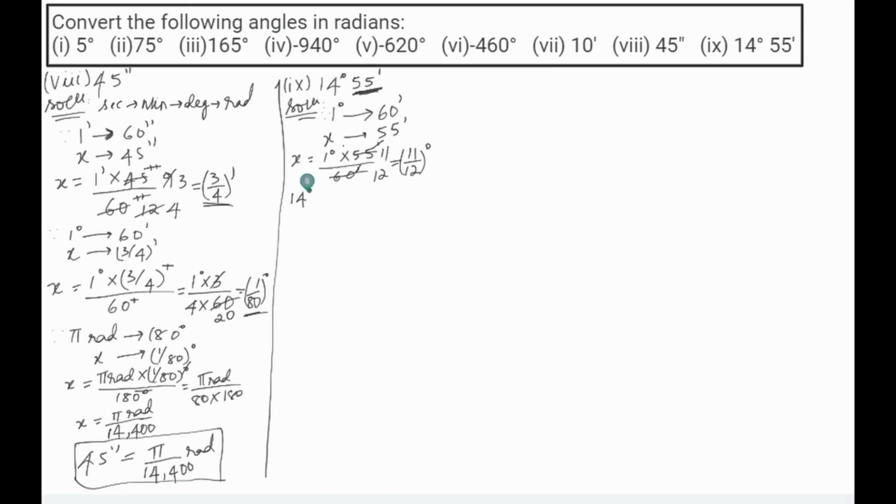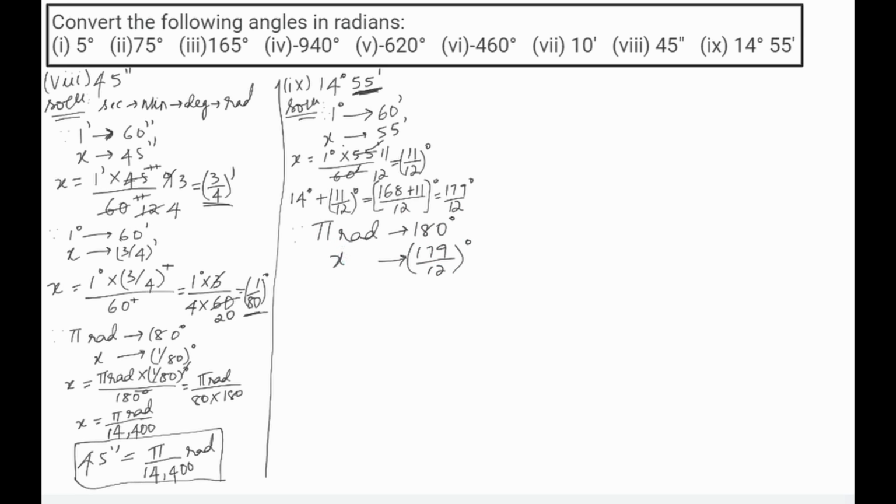degree. 14 degrees plus 11 by 12 degrees, which is equal to 168 plus 11 divided by 12 degrees, which is equal to 179 divided by 12 degrees. Now we can convert this degrees to radians. So for that, pi radians is equal to 180 degrees. So how much is 179 by 12 degrees in radians? So let this be x.